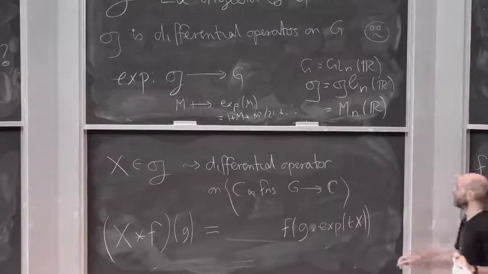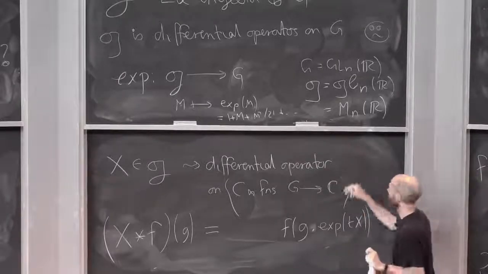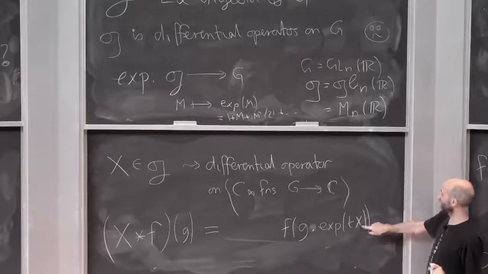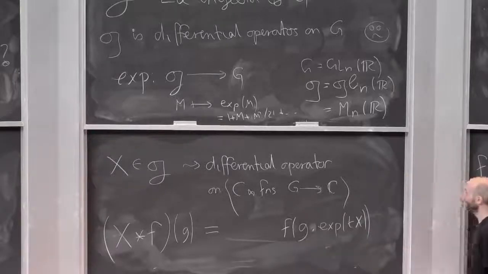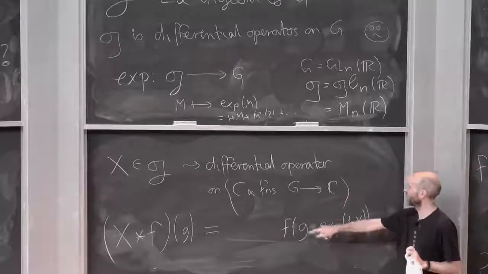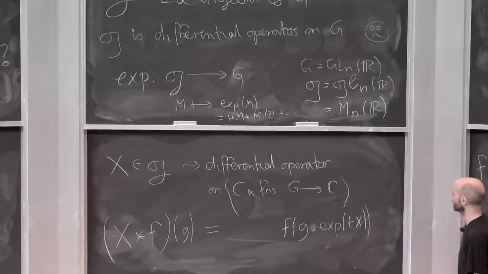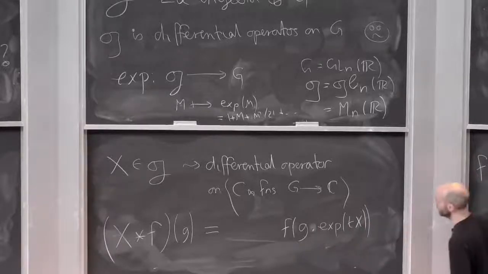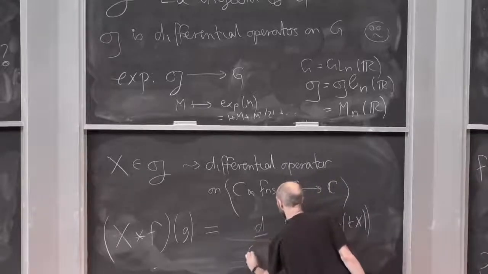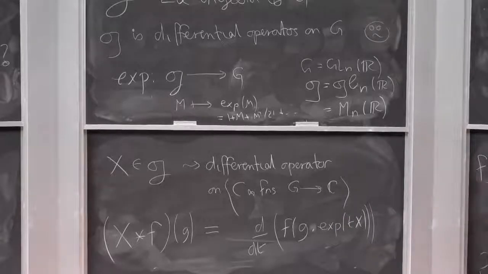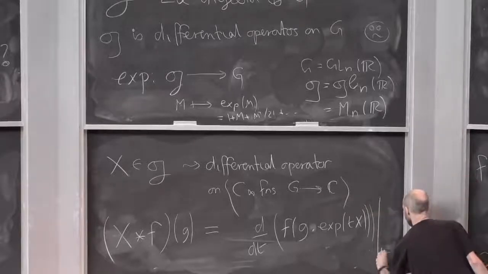If t is 0, exp of 0 is 1. And if t is a little small thing, then exp of a small thing is nearly 1. So as t tends to 0, this tends to g. So the idea is I'm differentiating at g in the direction of x, and the way I'm moving in the direction of x is by looking at t times x. So there's my function of t. I'm going to take the derivative of that, and that's now still a function of t, and so I'm going to evaluate it at t equals 0.